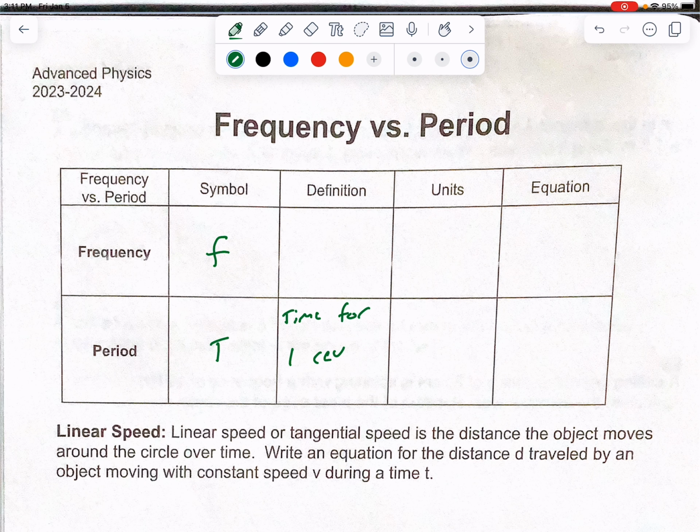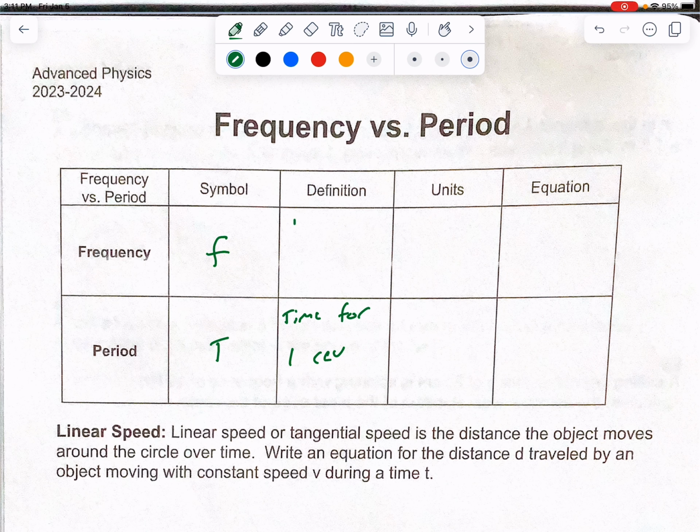While it is a time, we're not going to use lowercase t, because lowercase t is just time in general, while uppercase T is actually specific to circular motion because that's the time it takes for one revolution. So you may see some questions that have a time in there, but that is not necessarily the period, so you just have to be careful with that.